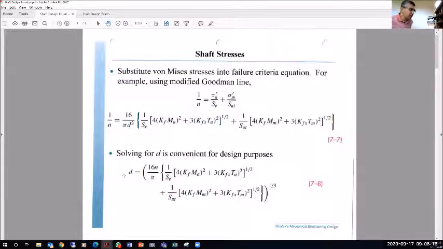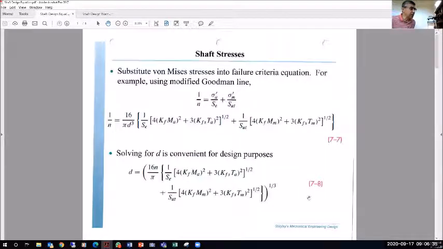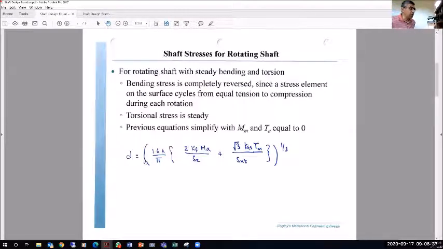When we do that, I get equation 7-8, which you see here. It was d cubed, so I take the cubic root of the quantity between these circular brackets in equation 7-8. I like to mention that this lengthy equation 7-8 can be reduced into this simple equation: d is equal to 16n over pi multiplied by 2 Kf times Ma over Se plus the square root of 3 Kfs Tm over Sut, and I take the cubic root of everything.